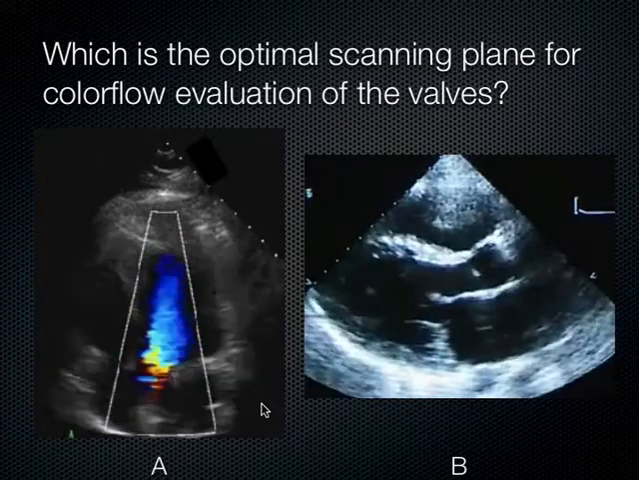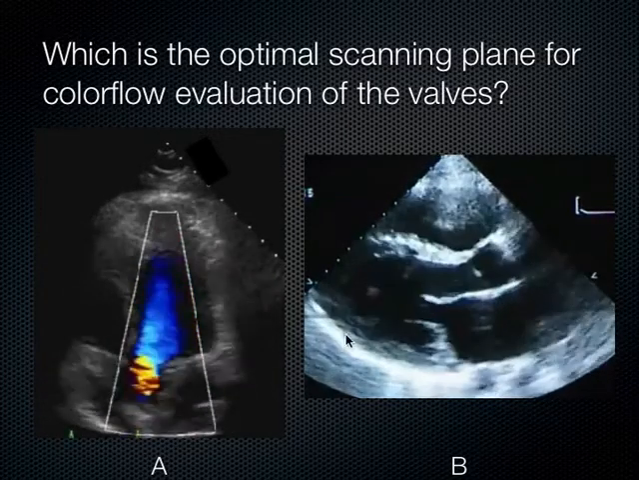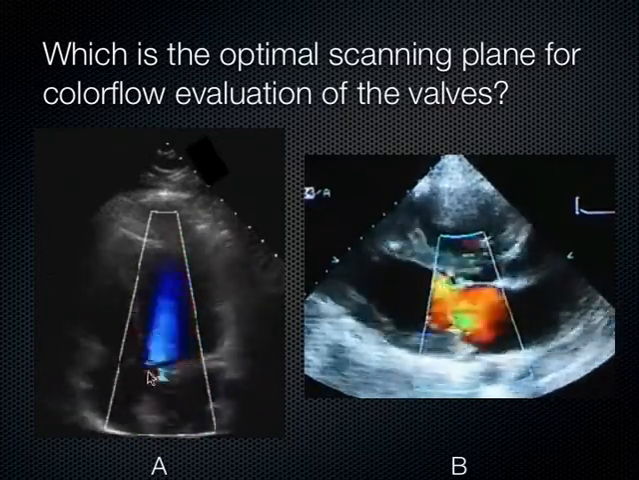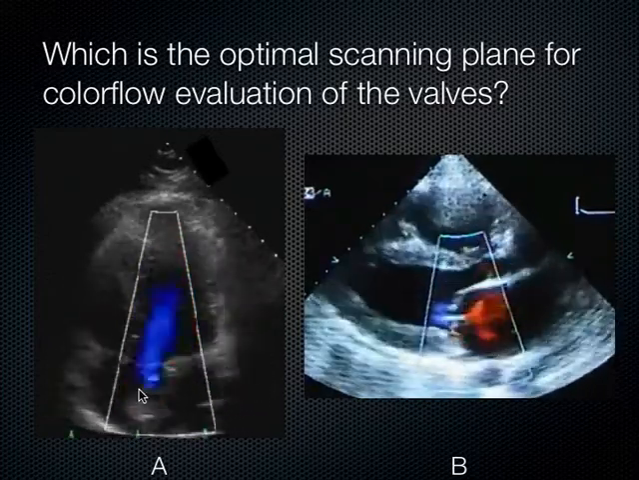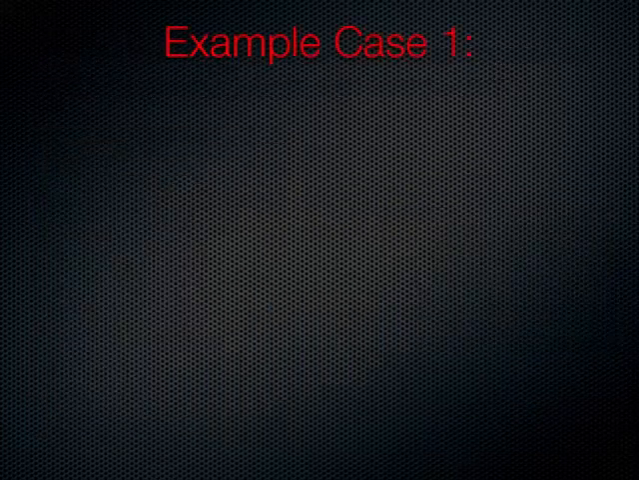So that's why this, even though we're doing it over here, it's not ideal. It's much cleaner to do it here. We're looking at the aortic valve here in the apical five-chamber view, but that's the idea. You want to be parallel. So A is the answer.